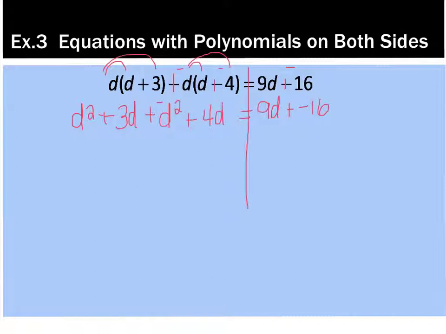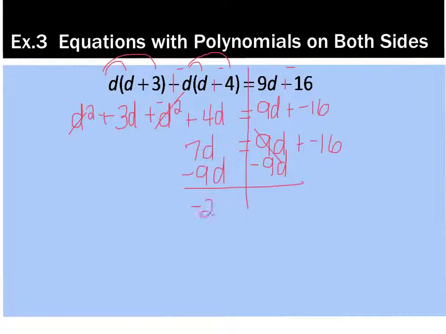Over on the left then, if we combine like terms, d squared plus the opposite of d squared, what's going to happen? Those two are opposites, and so they cancel each other out. And then 3d plus 4d is going to give us 7d. So we have 7d is equal to 9d plus negative 16. And then if we go ahead and solve, we would subtract 9d from each side.